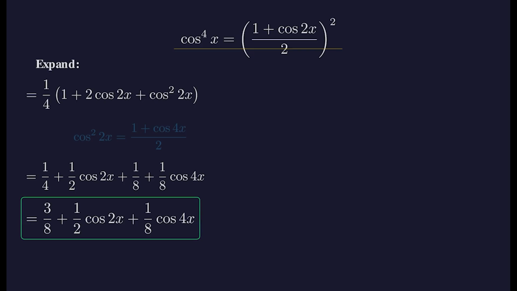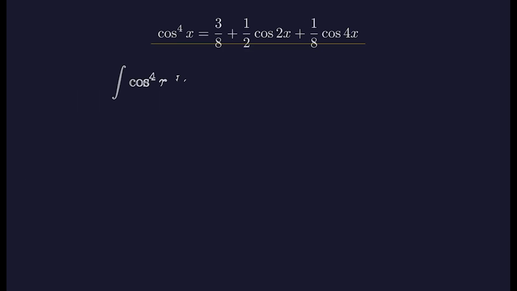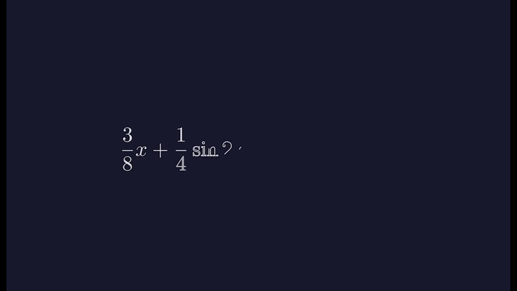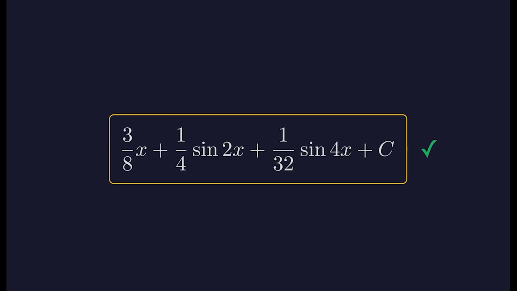Now if we integrate this term by term, we can say that the integral of cos to the power 4x dx is equal to 3 over 8x plus a quarter sine 2x plus 1 over 32 sine 4x plus c, which means that our final answer, guys, is going to equal exactly that: 3 over 8x plus a quarter sine 2x plus 1 over 32 sine 4x plus c.